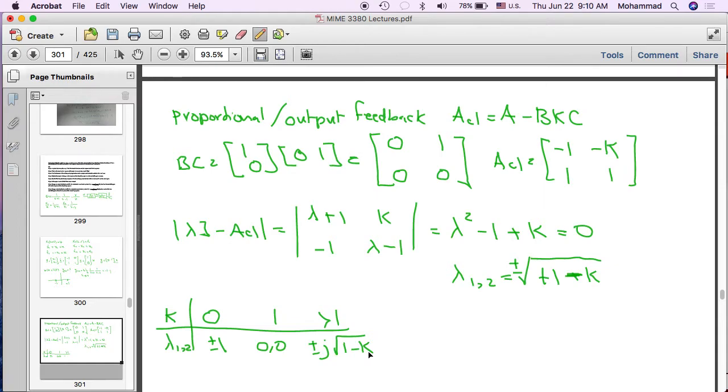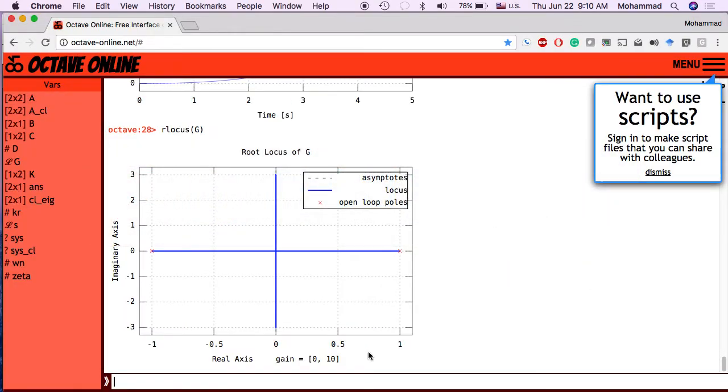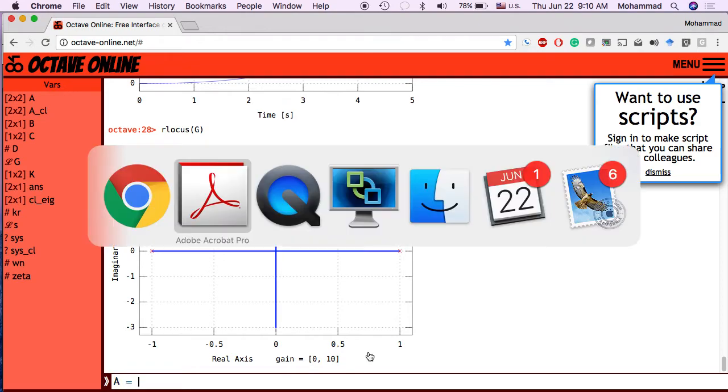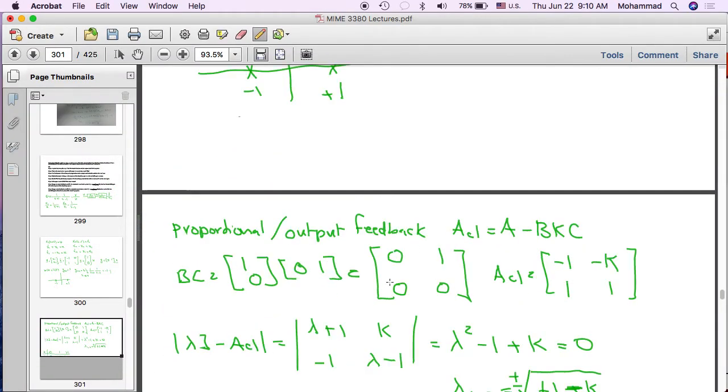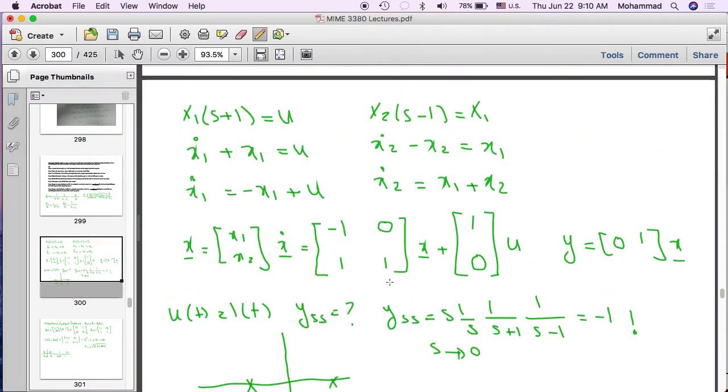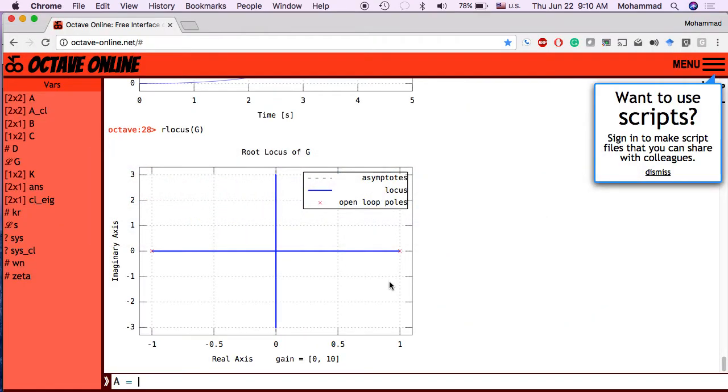Do you have any interest in simulating this in MATLAB? Maybe? So let's give it a try. We have already defined, did we define our state space model? Not yet. So our A is minus 1, 0, 1, 1. This is A of open loop. Then we put a semicolon and define B.